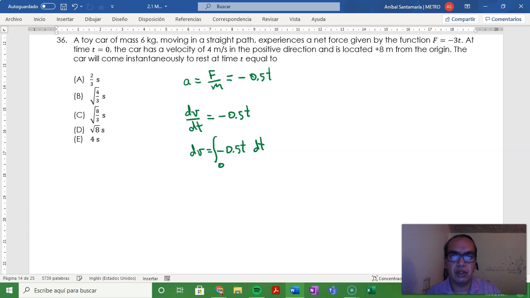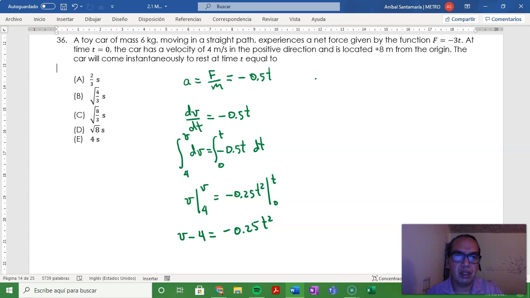integrate this from 0 to some time t, and you're expected to integrate this from 4, which is your initial velocity, to some velocity v, and so this is v from 4 to v, and this is negative 0.25 t squared from 0 to t, so v minus 4 is equal to negative 0.25 t squared. This means that your velocity function is supposed to be equal to 4 meters per second minus 0.25 t squared.